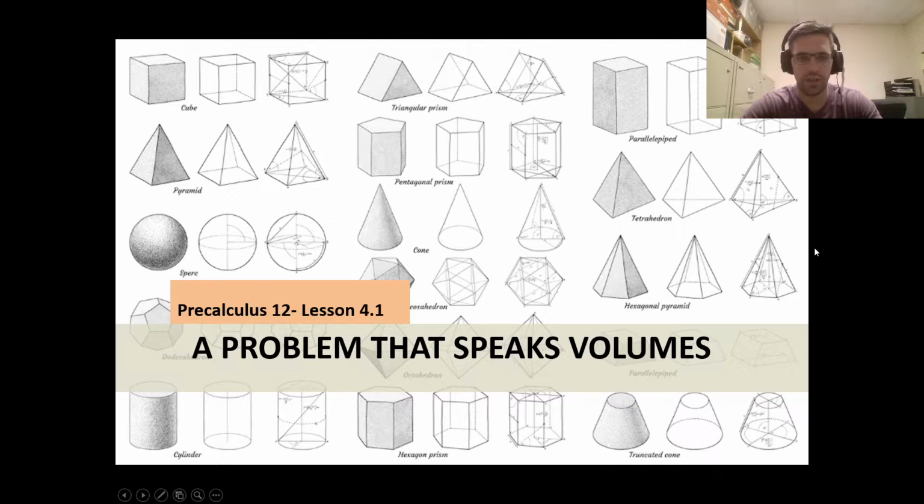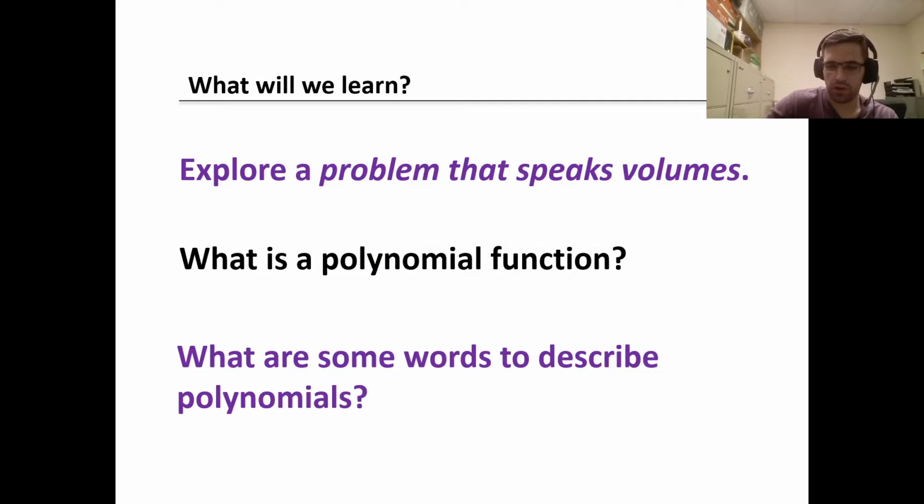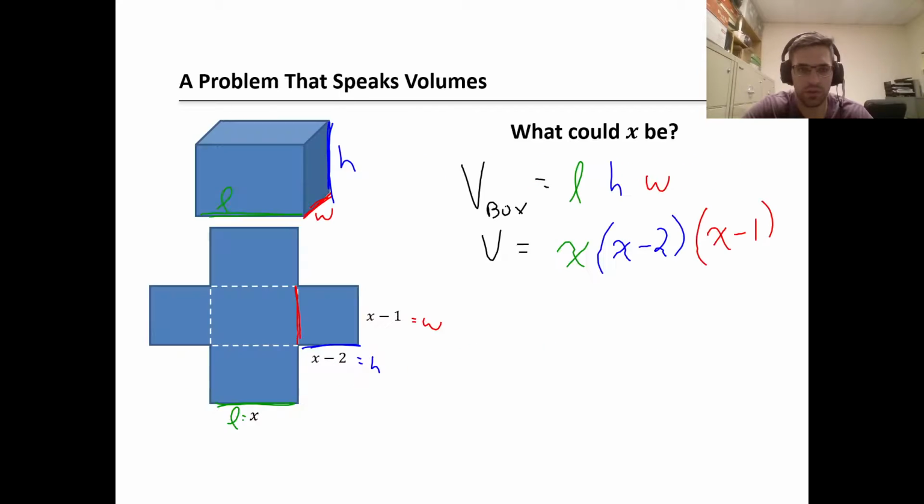All right, this is lesson 4.1 for our Pre-Calc 12 class. The new unit is called Polynomials. Lesson 1 is called A Problem That Speaks Volumes. So what we're going to learn about is what is that problem that speaks volumes and how it leads into polynomials, which will lead into a conversation of what is a polynomial function. And then we'll talk about a few words to describe polynomials.